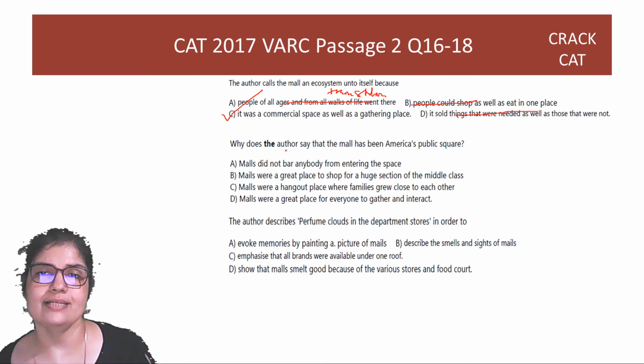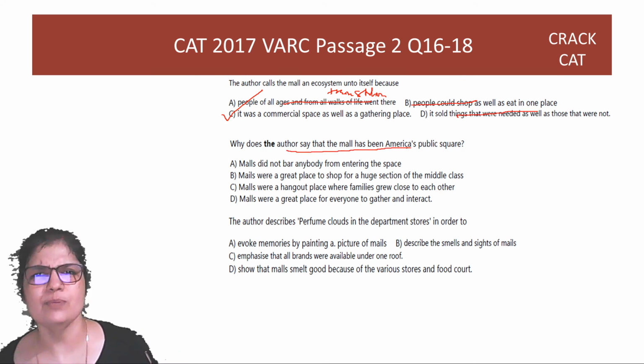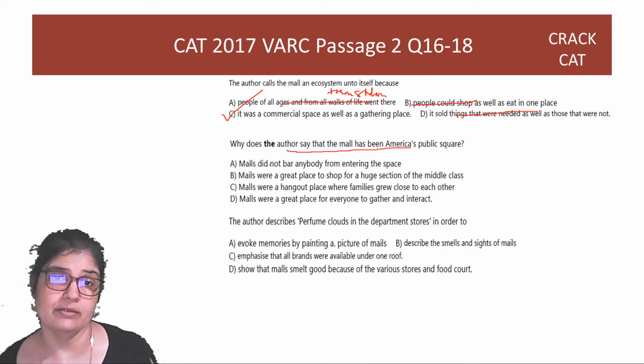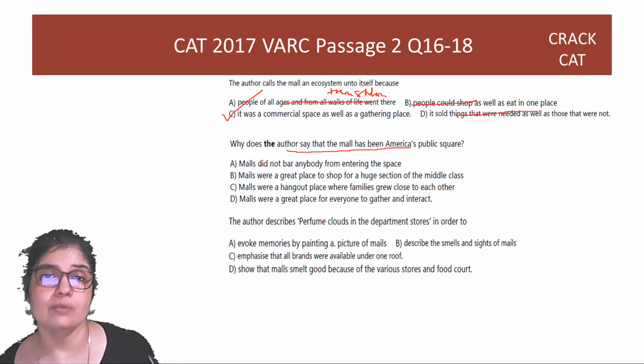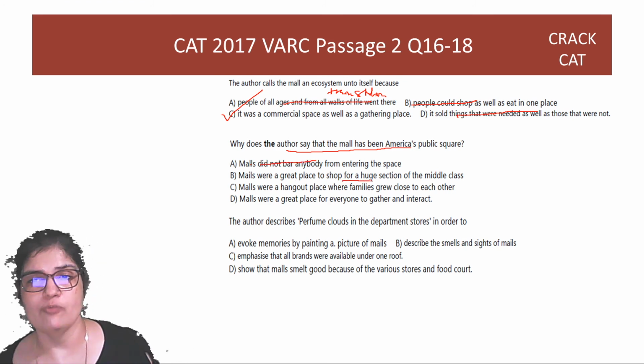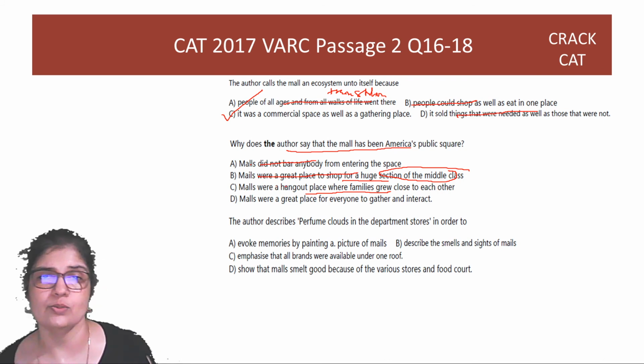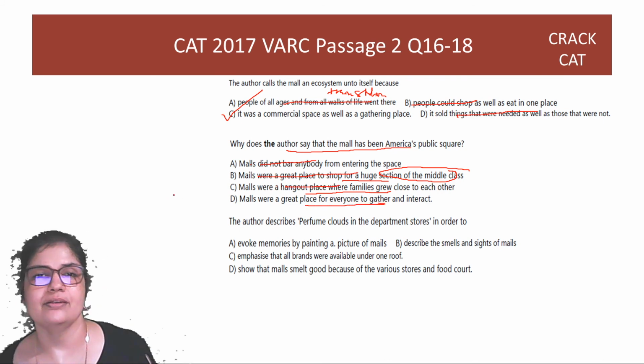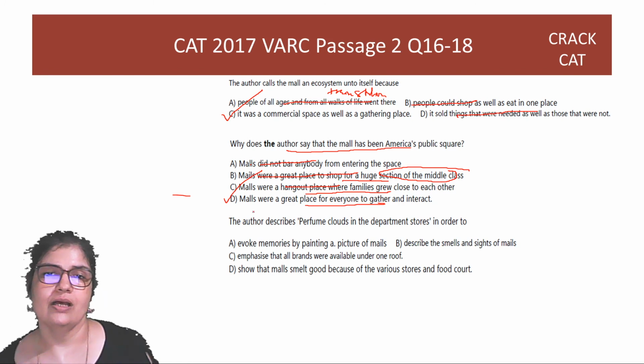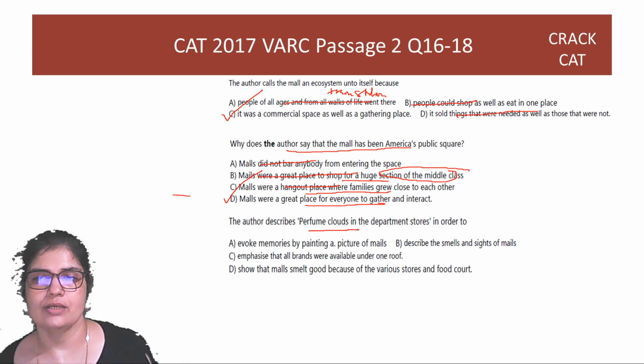Why does the author say that the mall has been America's public square? Because that's where people met. Malls did not bar anybody from entering the space. Yeah, but again, see, train stations also are not barring anybody from entering. But that does not make train stations a public square. They were a great place to shop for a youth section. Yeah, but it's not just middle class. So everyone went there. So B is also wrong. Were a hangout place where families grow close to each other. No, you met everyone, not just families. Families can meet each other at home also. Where for everyone to gather and interact. So it is D.